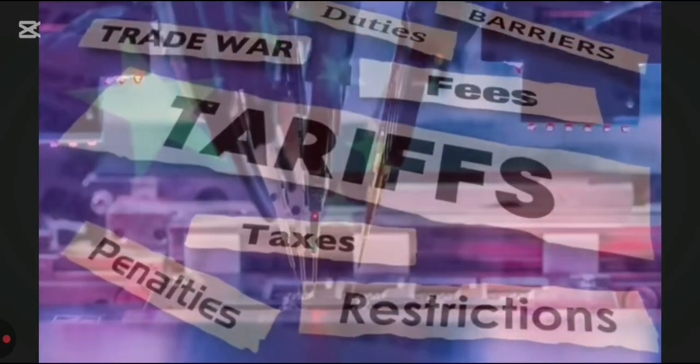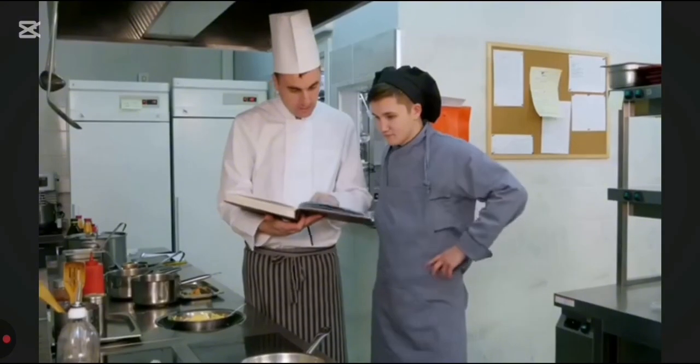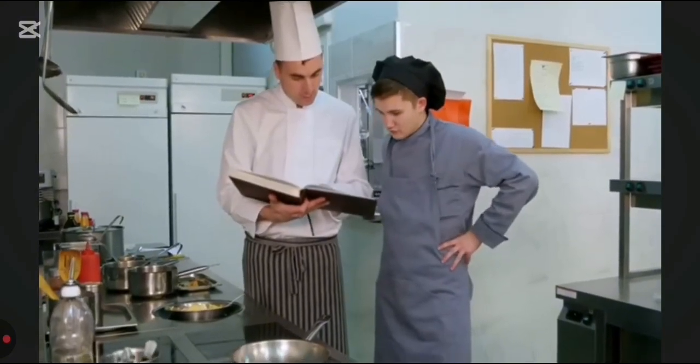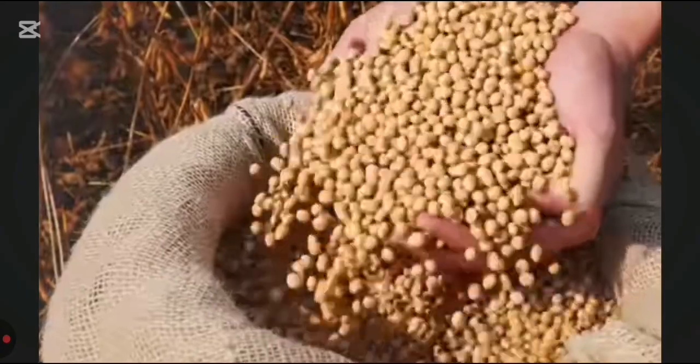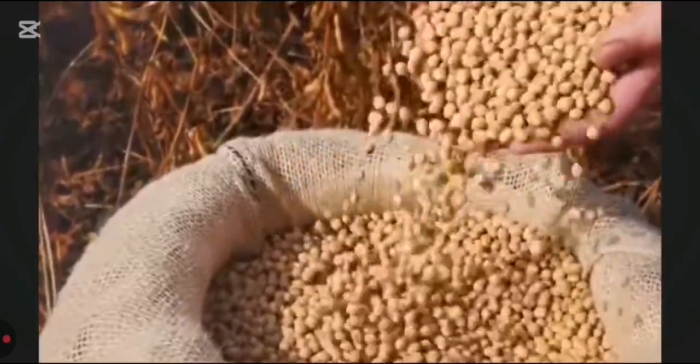This is not just economic retaliation, it's a strategic maneuver. USDA chief economist Seth Meyer warned that if these retaliatory measures persist, U.S. soybean exports, valued at $14 billion in 2024, could drop by 22% in 2025.